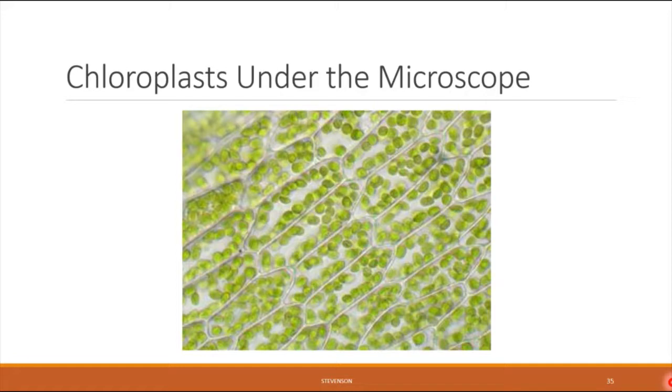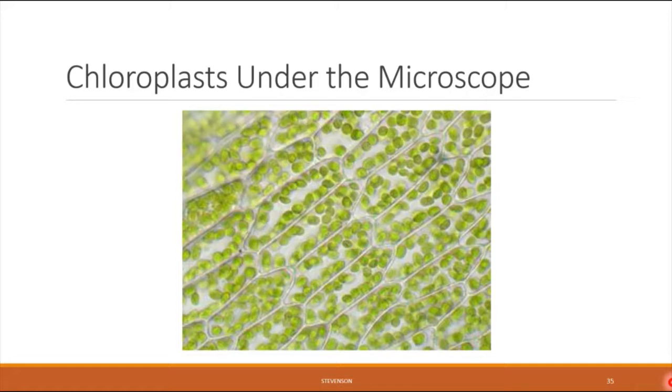Here's an image of what chloroplasts look like under the microscope. You can see all the individual plant cells that are lined up next to each other, kind of like bricks in a wall. And inside them, there are little green orbs, and those green orbs are the chloroplasts.